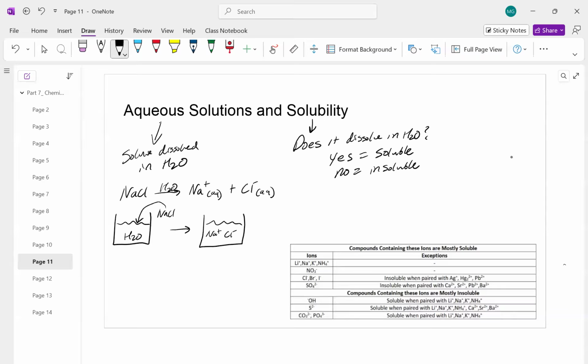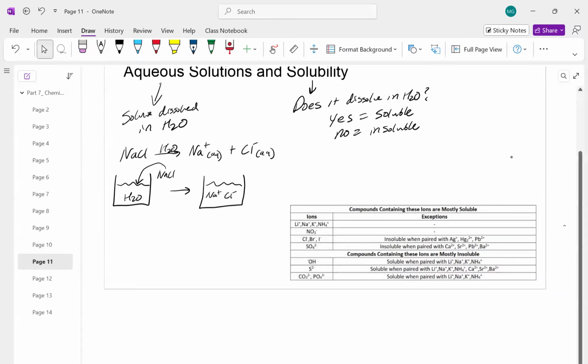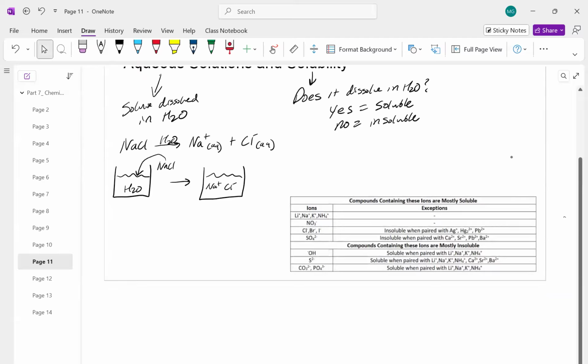The reason they call this a strong electrolyte is that it conducts electricity. You don't have to know that right now. I'll go into that later. But this is why you never want to swim in a pool during a lightning storm, because there's a lot of electrolytes in the pool and those things will conduct electricity very well. So we would say this is soluble.